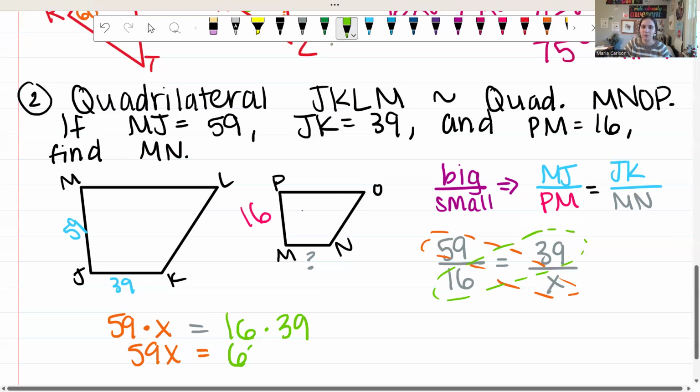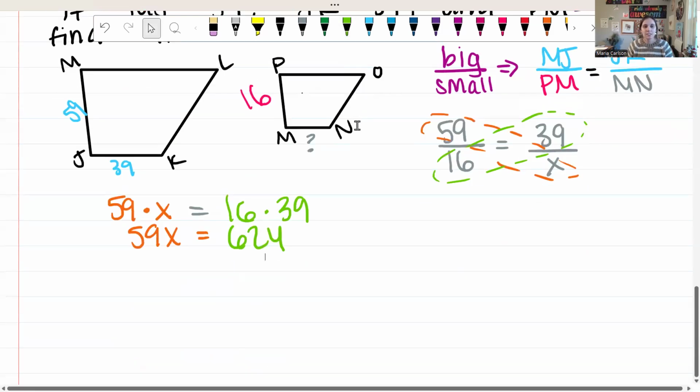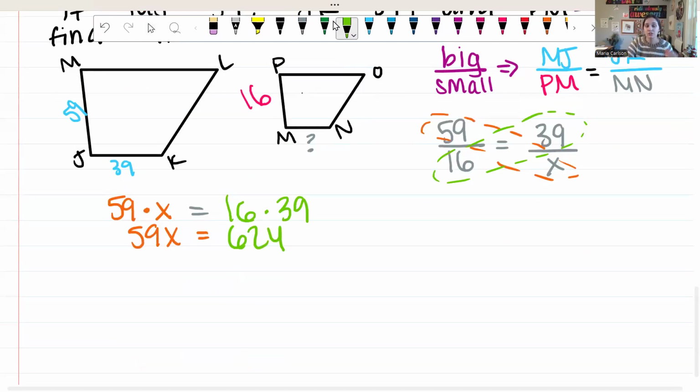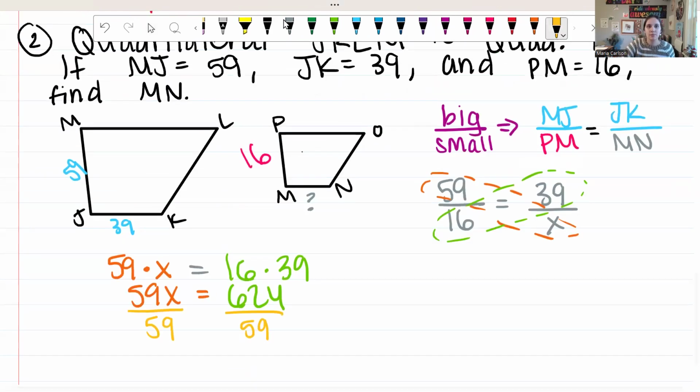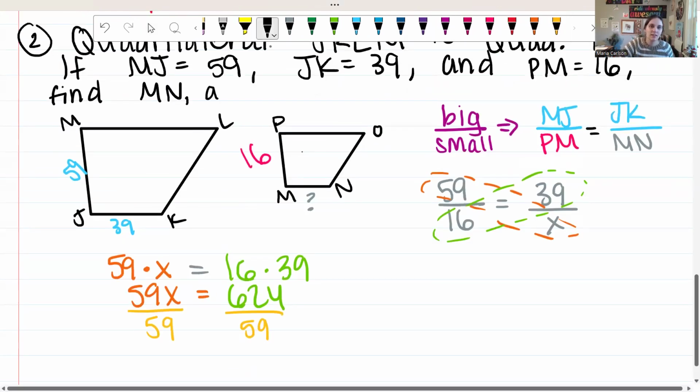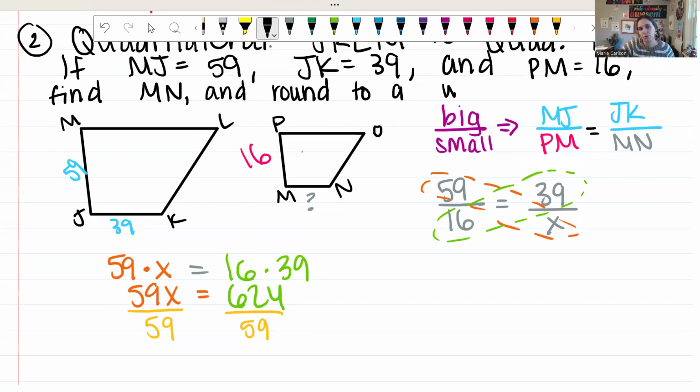And I would definitely put that in my calculator to make sure. Now, to actually solve for x, I will have to divide both sides by this 59. So I'll divide both sides by 59. And I forgot to say we're supposed to round here. Find MN and round to a whole number. My apologies, because we're going to get a decimal.